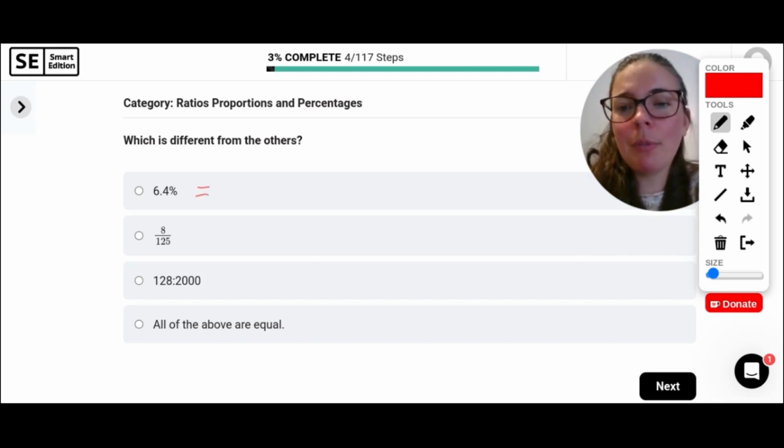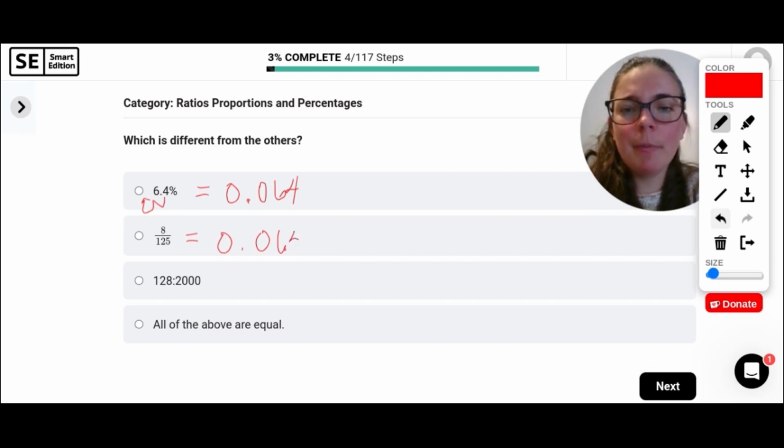6.4%. Now we're going from a percent to a decimal. We need to just swoop to the left twice. So this would be 0.064. 8 over 125. All we have to do is divide. This fraction bar just means divide. So 8 divided by 125 is also 0.064.